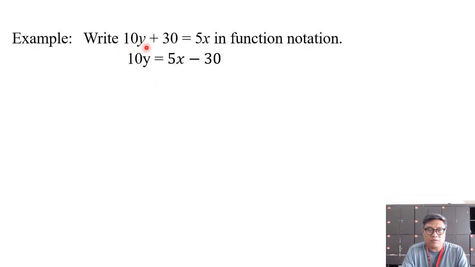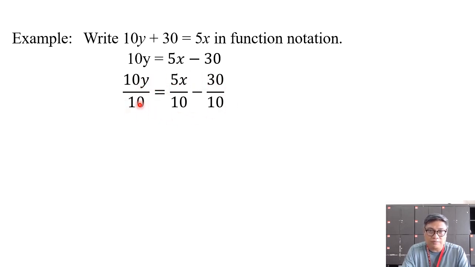So write 10y plus 30 equals 5x in function notation. Again, I want to isolate the variable y, so I need to transpose positive 30 to the other side. So I now have negative 30. Then I'm going to divide both sides of the equation by 10 because I want to isolate the variable y. So each term will be divided by 10.